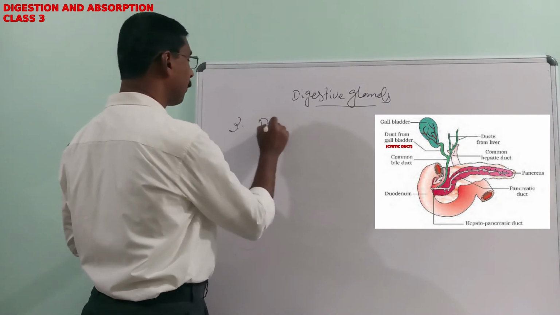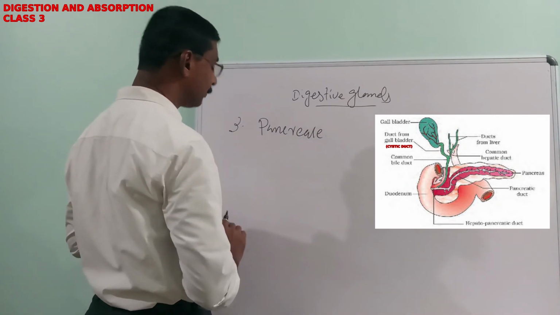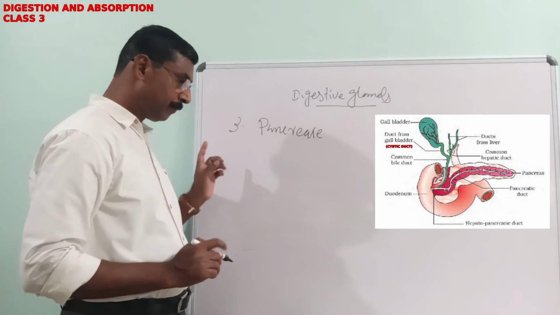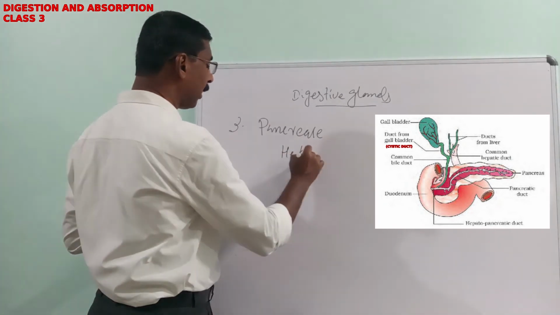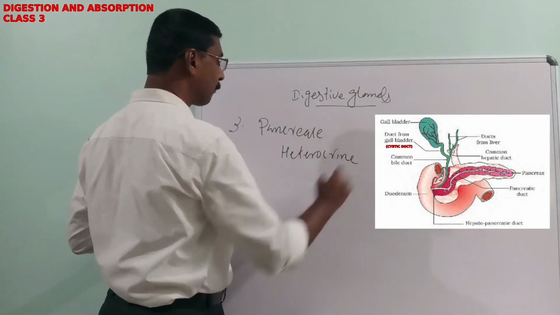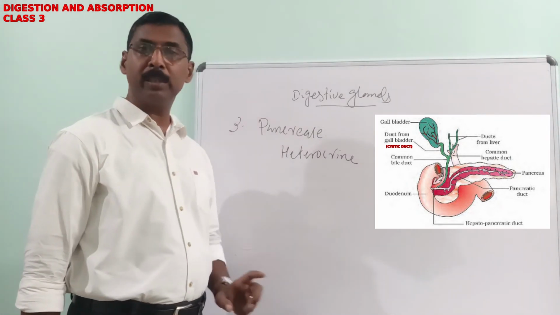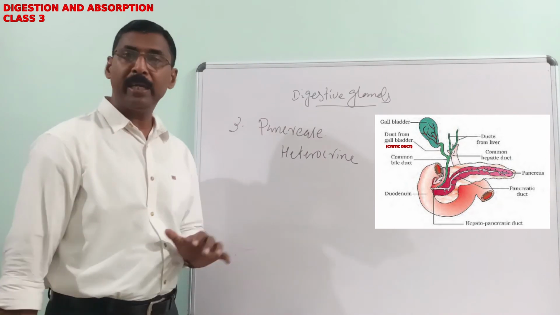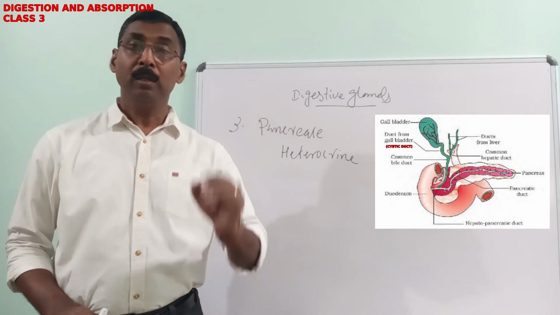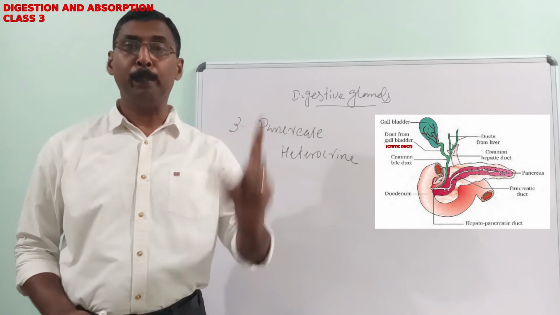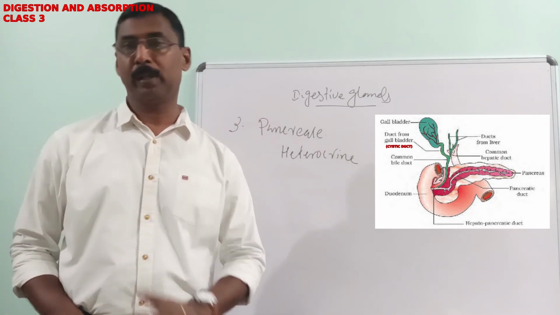Pancreas. Pancreas is a heterocrine gland. Hetero means different, crine means to secrete. That means the pancreas secretes two different types of secretions, or it has two different glandular parts. One is an exocrine part and the other is an endocrine part.